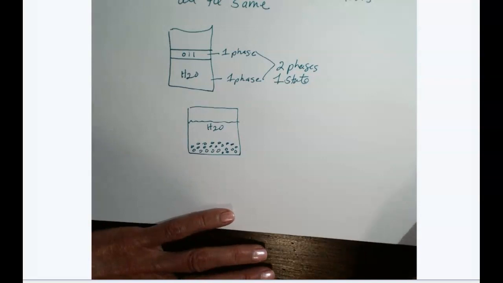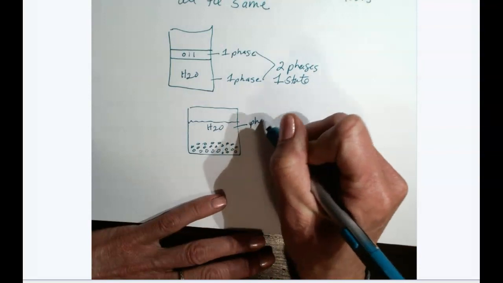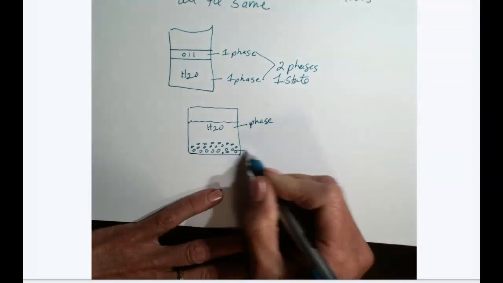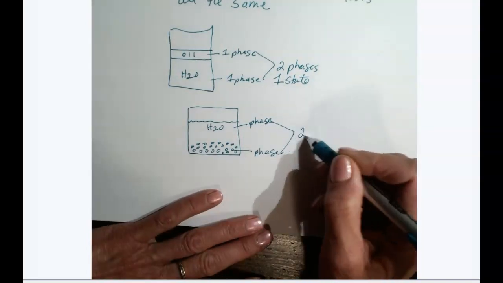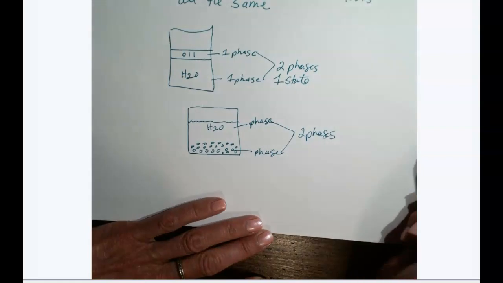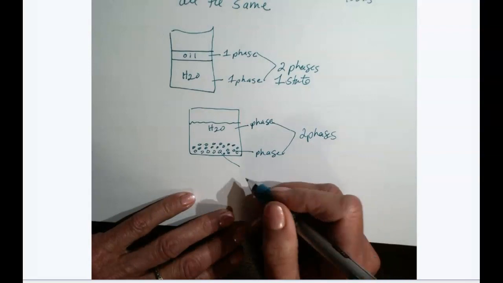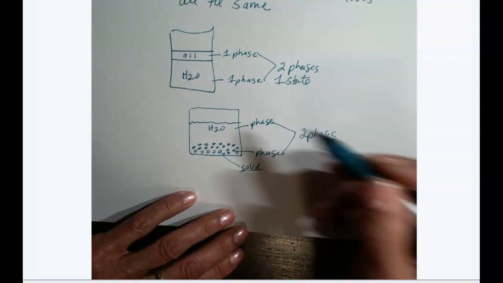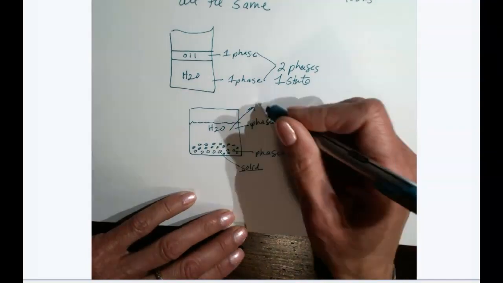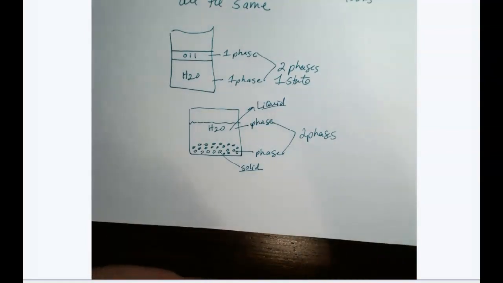Again, we have 2 phases of matter. We have our water phase. This is a phase. And then we've got our sand phase. That's another phase. So we have 2 phases. But we also have 2 states of matter. Since my sand is solid, that is 1 state of matter. And since my water is liquid, that's another state of matter.